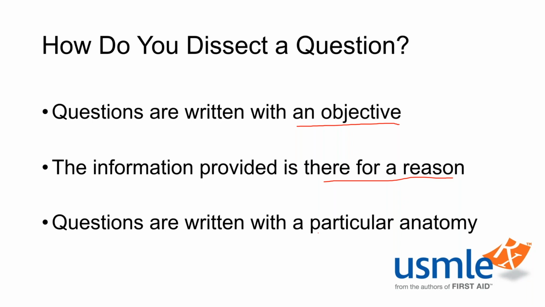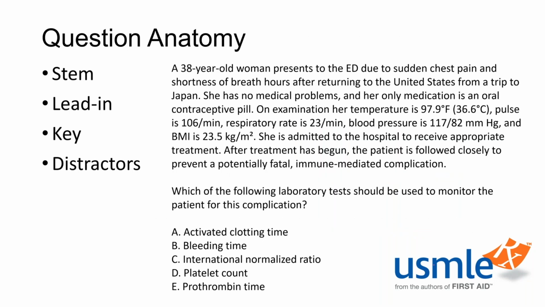In our next slide, we'll talk about the anatomy of board-style questions. The anatomy consists of what's called a stem, which is the body or main section of each question. Then you have the lead-in, which is the question itself and usually ends in a question mark. Then you have the key, which is your correct answer, and the distractors, which in this case are not something distracting within the stem. The distractors are just the incorrect answers.